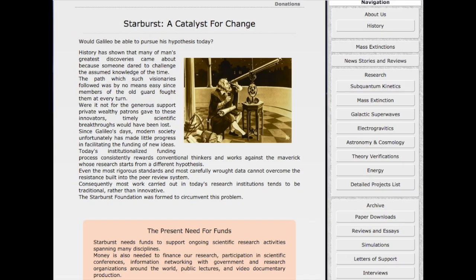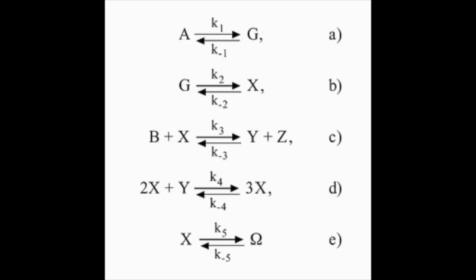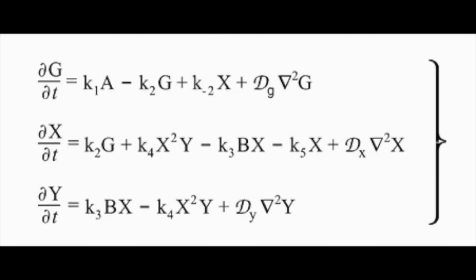For over 35 years, StarBurst has been working on a novel approach to physics called subquantum kinetics, developed by physicist and systems theorist Dr. Paul Laviolette. Subquantum kinetics represents physical phenomena in a unified way by modelling a specific set of reaction and diffusion processes proposed to take place at the subquantum level. These are described by a set of 3 partial differential equations called Model G.